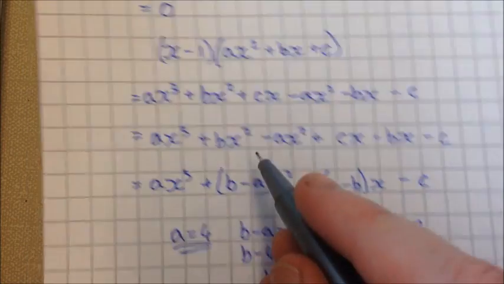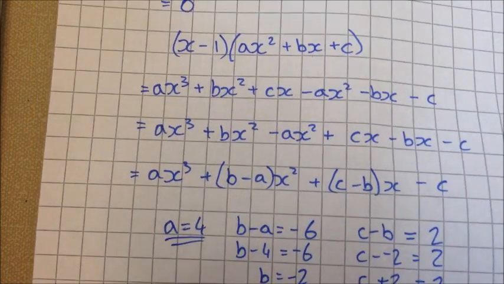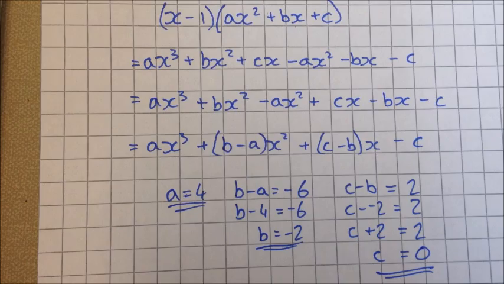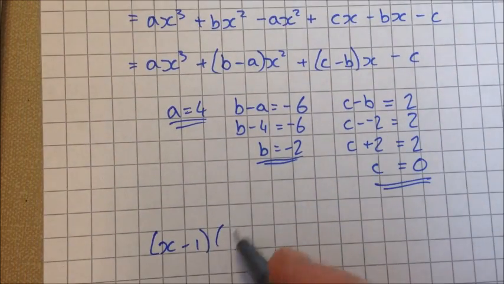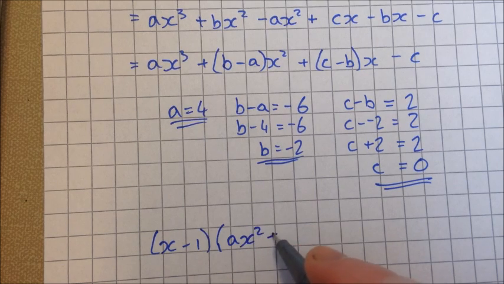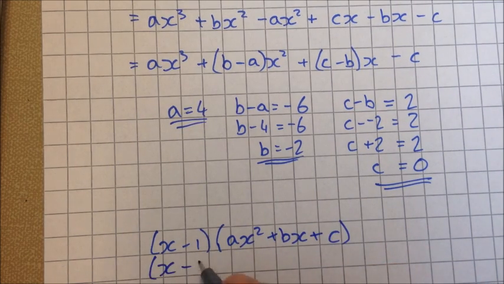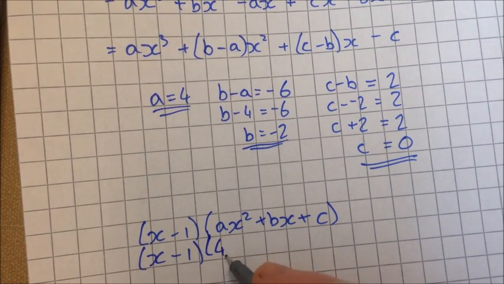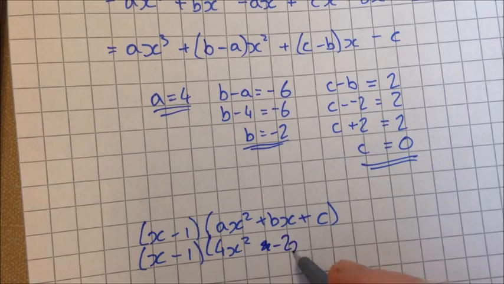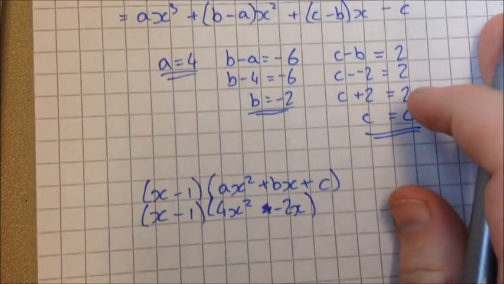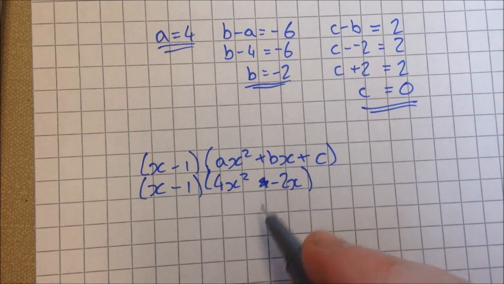So going back to this equation here, we can say that instead of ax squared plus bx plus c, we've got x take away 1 times 4x squared plus, take away 2x. The plus c, I haven't added 0, so that's what we're left with.